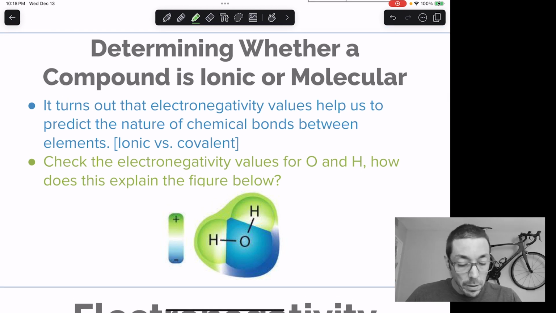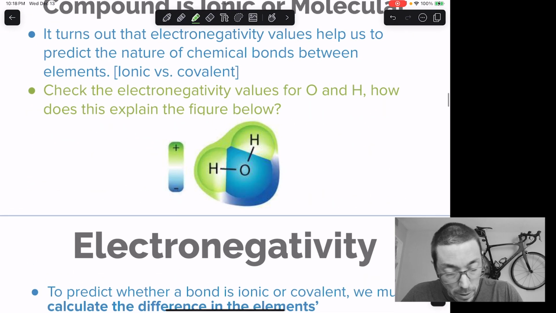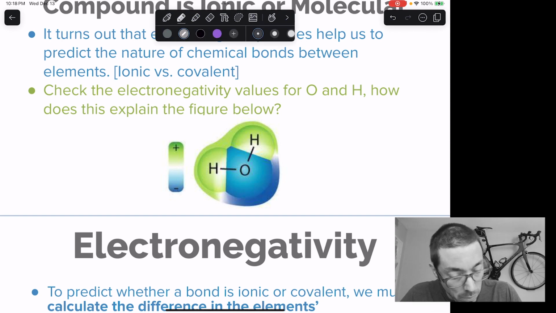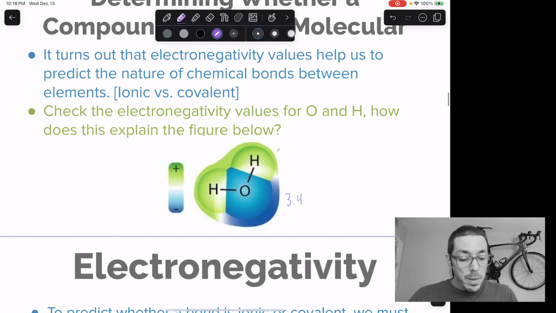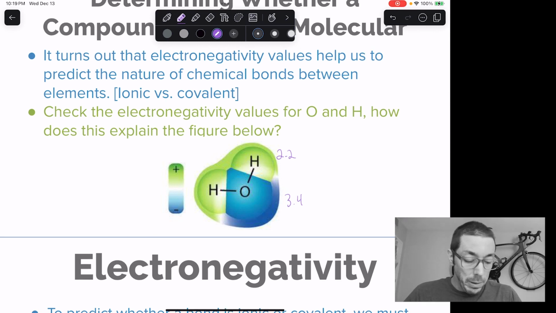So look at the electronegativity values for O and H. So O is 3.4. I'm going to write it in here. Hopefully this shows up. It doesn't really show up, does it? How about pink? 3.4. That doesn't show up either. I'm going to write it to the side. 3.4 for oxygen. And hydrogen is, I think, 2.1, 2.2. Okay. So that's the electronegativity value for the two elements.